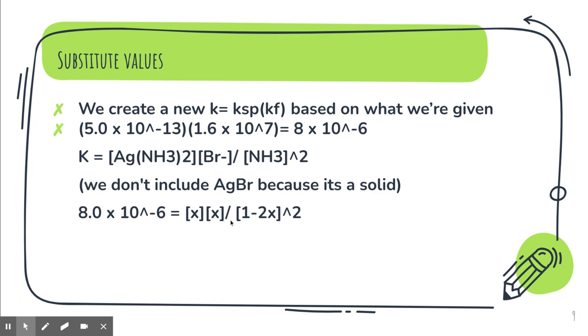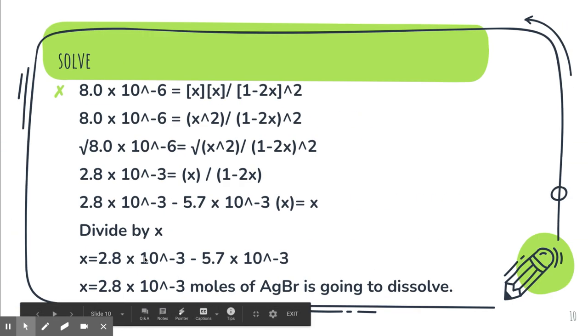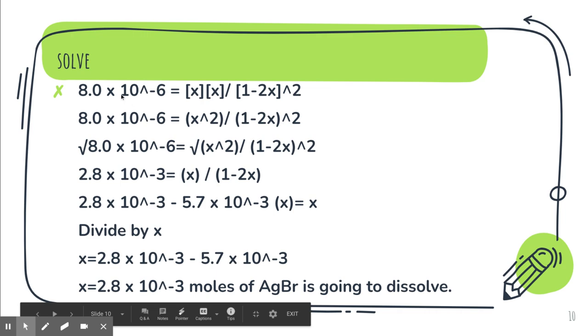All right, so now we take our awesome new K and we can plug it into this equation right here. So we have x amount of our complex ion, which is Ag(NH3)2, and our concentration of Br, which is x as well. And then we have our 1 minus 2x of our NH3 to the 2, because remember, we had 2 moles of this. Okay, so now all we've got to do is solve.